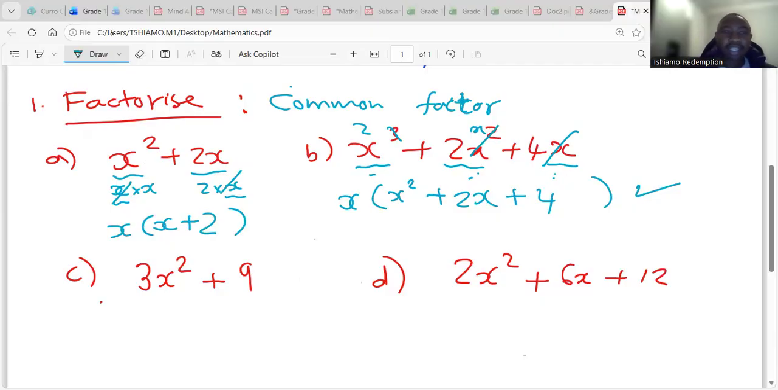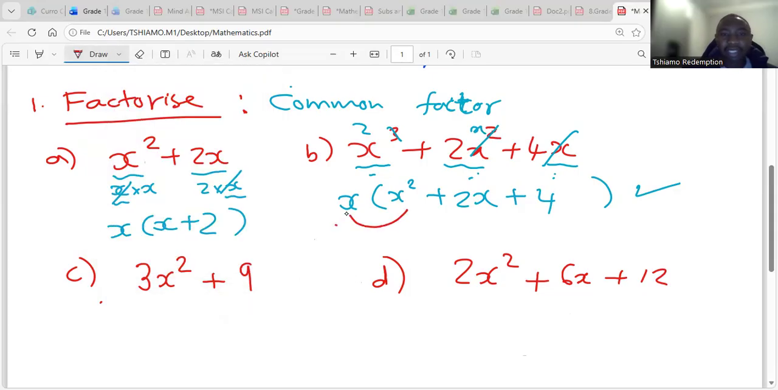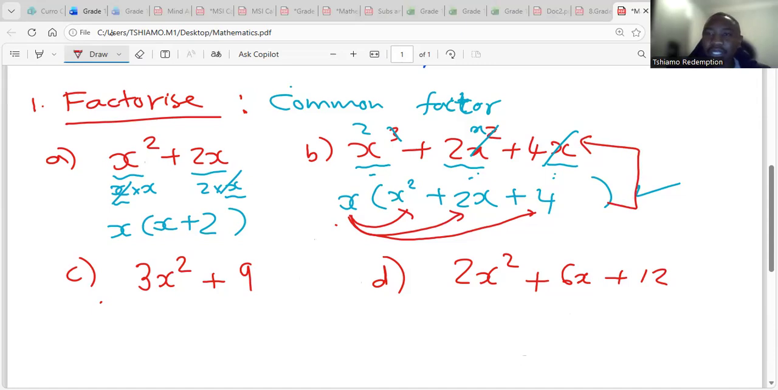So if I am to check this out, if I multiply this back, I distribute the x, it should take me back to the original question. Can you see? All the time, if you multiply back, it must be able to take you back to the original question. Okay, now let's move along. Hope you get it. Let's go to this one now.